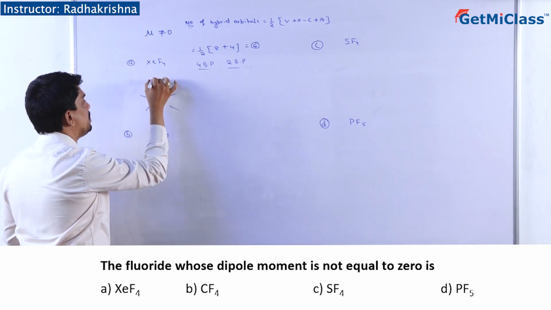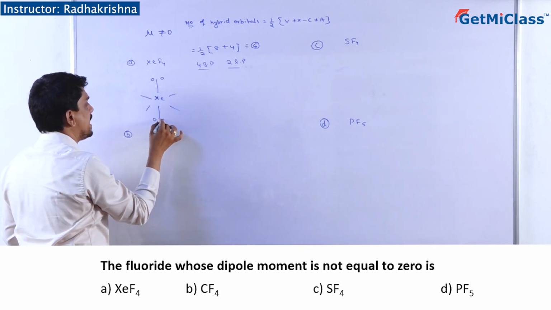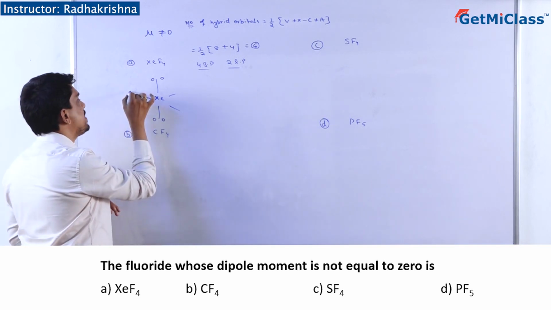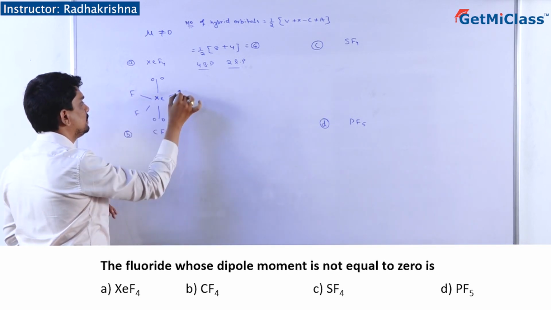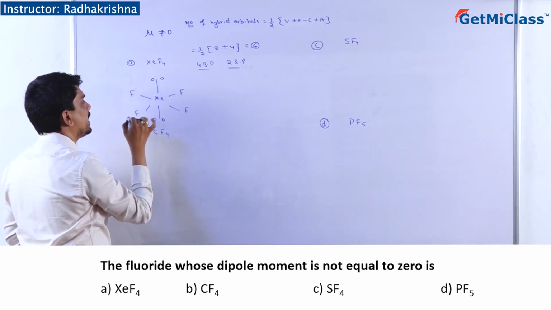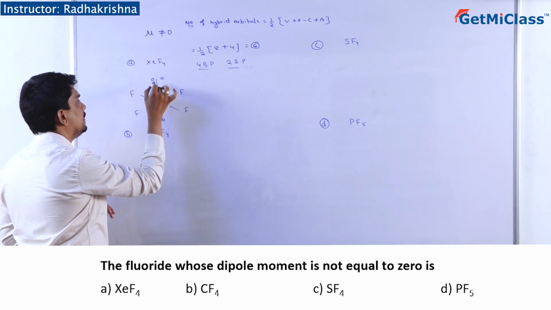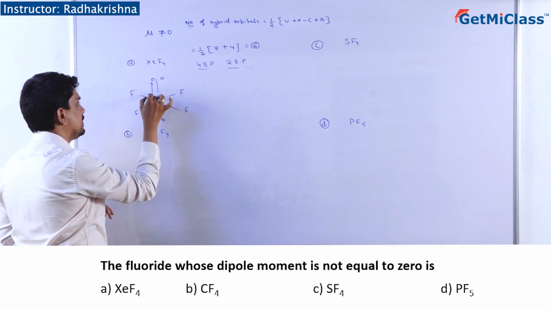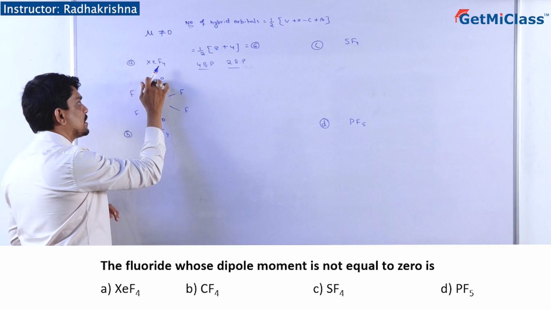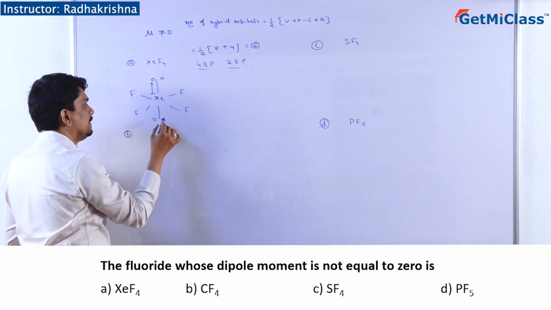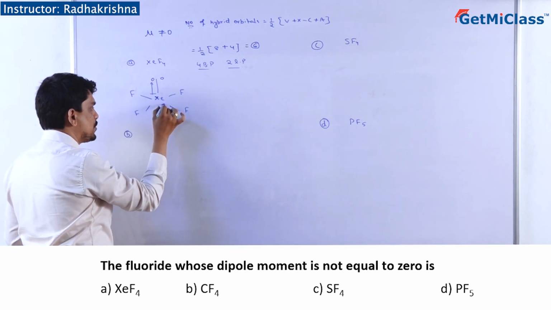We have 2 lone pairs. I am showing them at axial. Remaining we have the fluorines. So you can see the dipole moment. Always the electron is more negative, so the head is there. The electron is more negative, so the head is there.